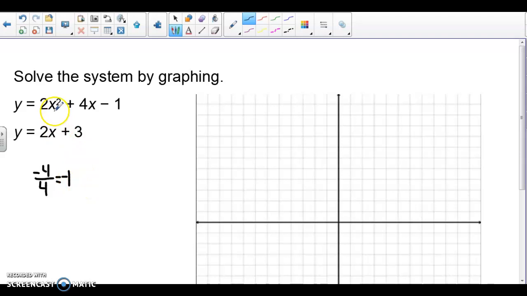Now we'll plug that in to find the y value of the vertex. That gives me 1 times 2, which is 2. 2 minus 4 is negative 2. Negative 2 minus 1 is negative 3. So negative 1, negative 3 would be your vertex.